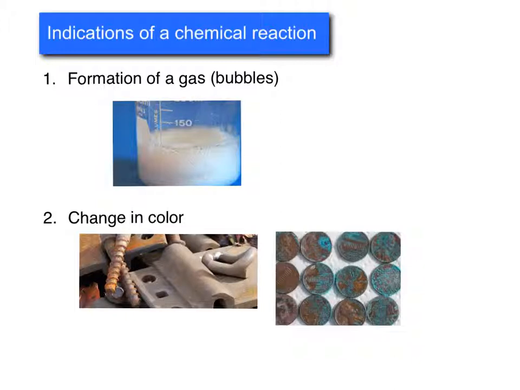Right. The second one is a change in color, and everyone has probably witnessed this as you leave something metal outside and it turns from the dark metal color to a rust color. So that is an indication that a new solid has formed and the color is different. And you may have also witnessed this if you look at something that's copper exposed to the elements turns green. So this is why the Statue of Liberty, which is made out of copper, actually appears green.